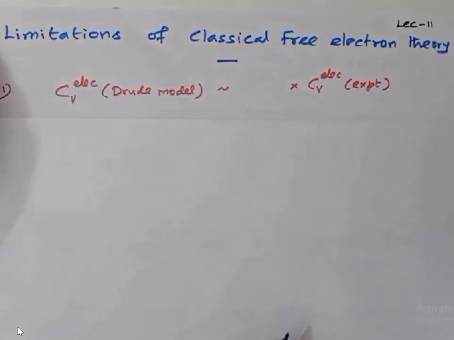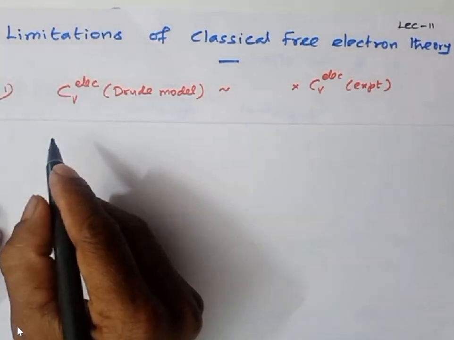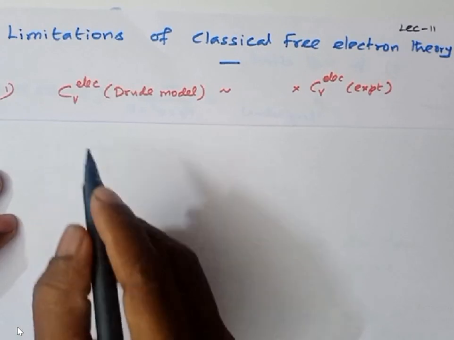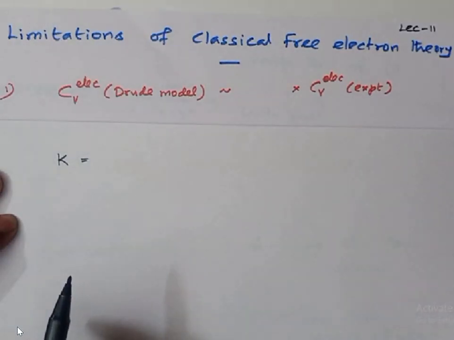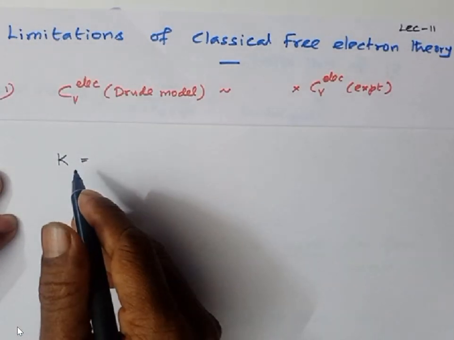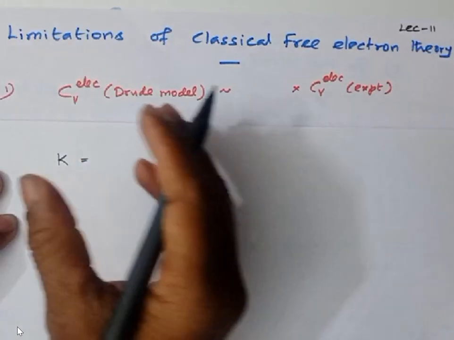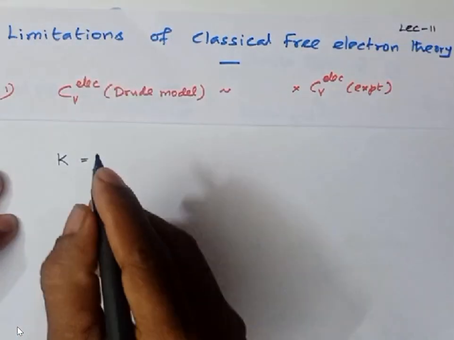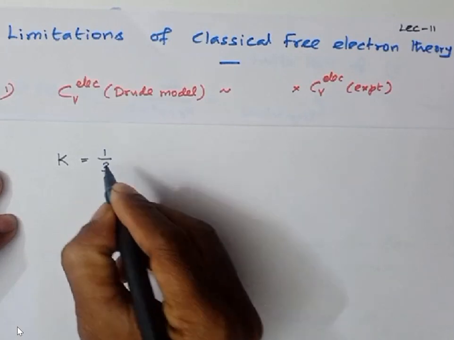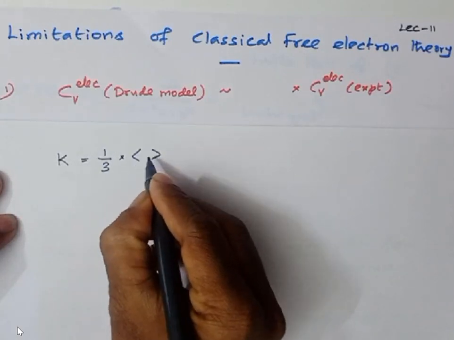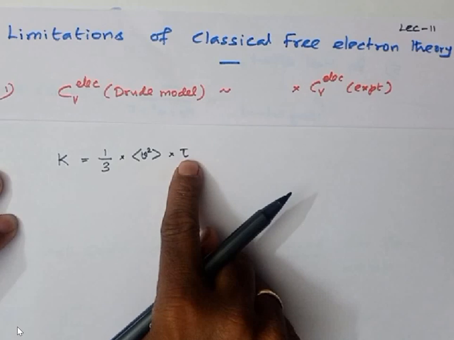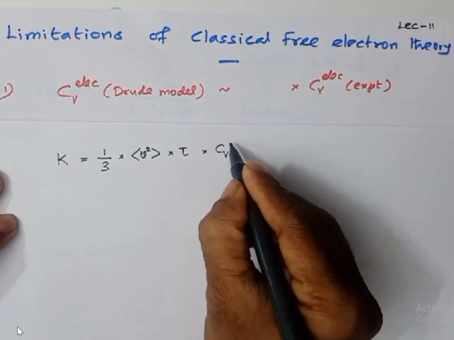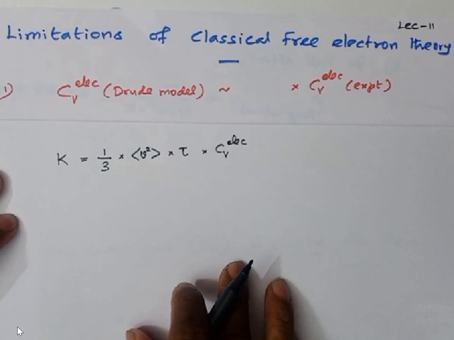Number one, the thermal conductivity K, the electronic contribution to thermal conductivity. We have derived the expression for K using the Drude model, and the expression comes out as 1 by 3 into the mean of the square velocity into tau, that is the relaxation time, into CV, the electronic contribution to heat capacity.